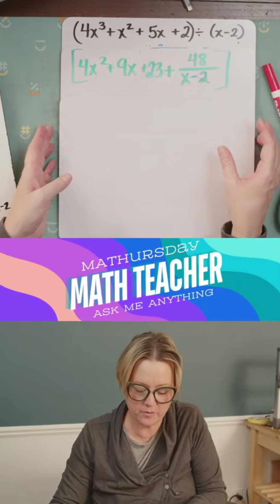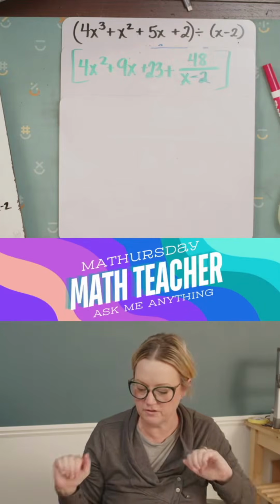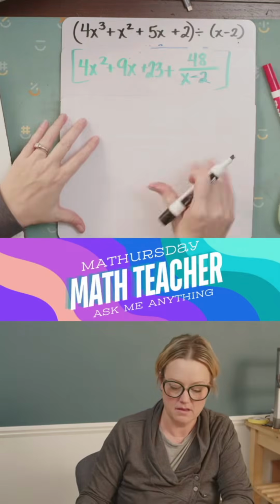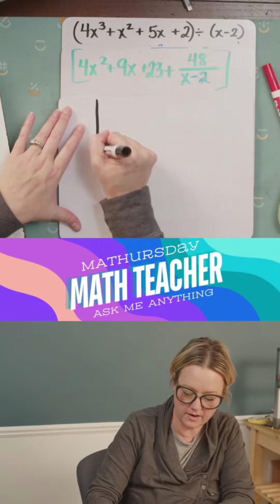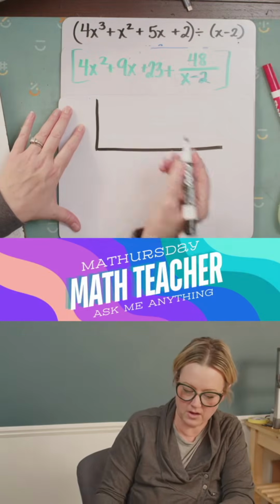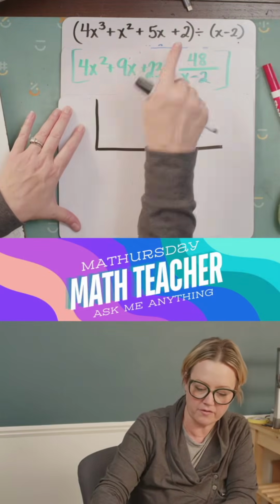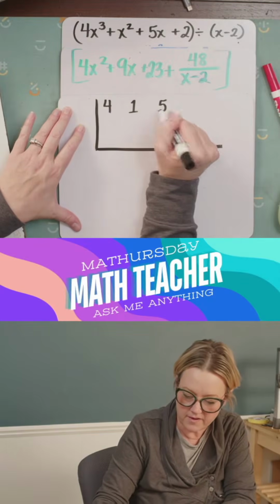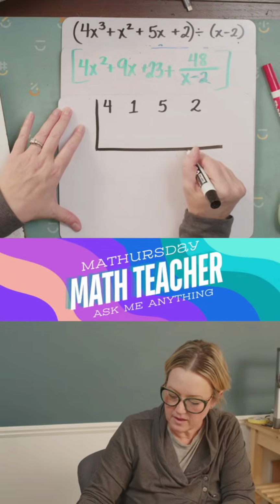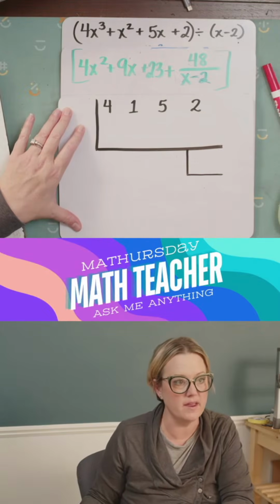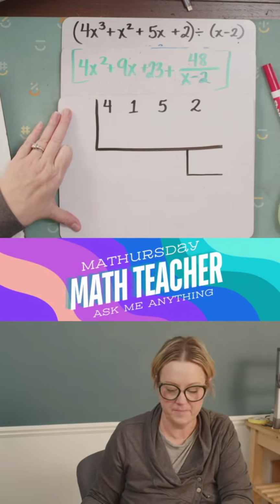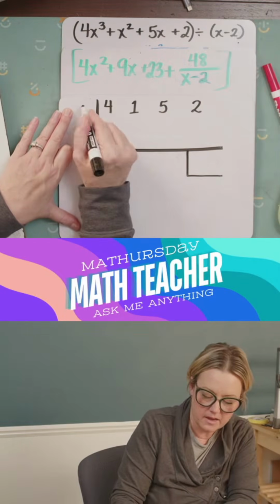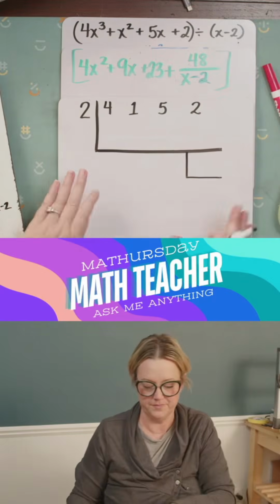I've got 4x cubed plus x squared plus 5x plus 2 divided by x minus 2. So here's what I'm going to do. This is how I'm going to set it up. I'm going to set it up with a little long box like that. I'm going to list out my coefficients: 4, 1, 5, and 2. This last section is going to be my remainder down there. Over here, I'm going to use the opposite of this. I'm going to use 2.